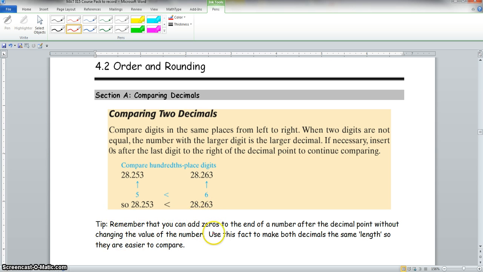Says tip, remember that you can add zeros to the end of a number after the decimal point without changing the value of the number. Use this fact to make both decimals the same length so they are easier to compare. For example, when it says adding zeros won't change the number, let's take $1. This is $1, or we could write this as $1.00. They are exactly the same thing, even though we added zeros here.